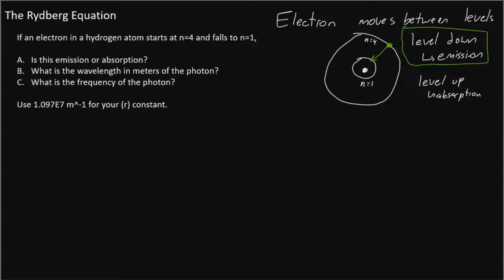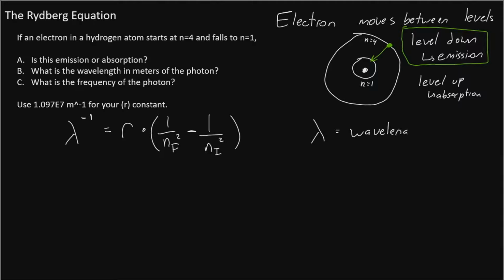Now, to find the wavelength of this, we'll use the Rydberg equation. The equation goes like this. We'll say wavelength raised to the negative first power is equal to R times 1 over n final squared minus 1 over n initial squared. As usual, lambda stands for wavelength. Notice that it is raised to the negative first power. This will be important in a moment.